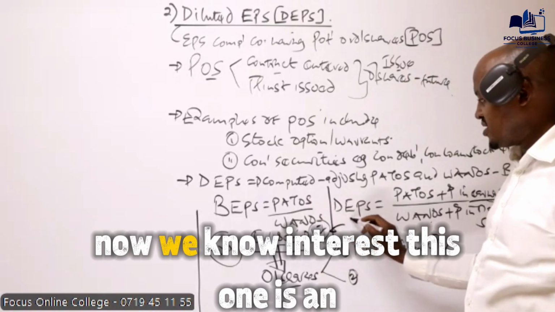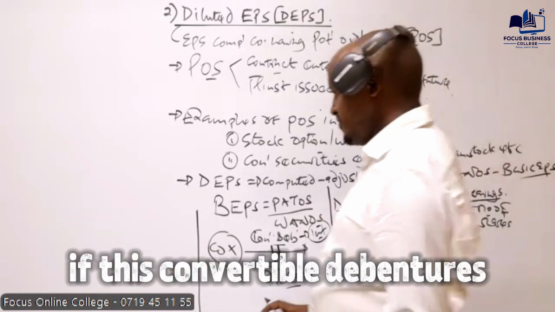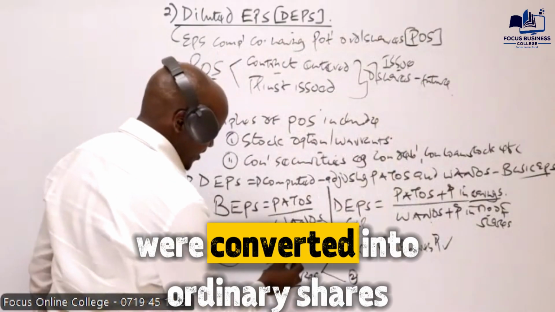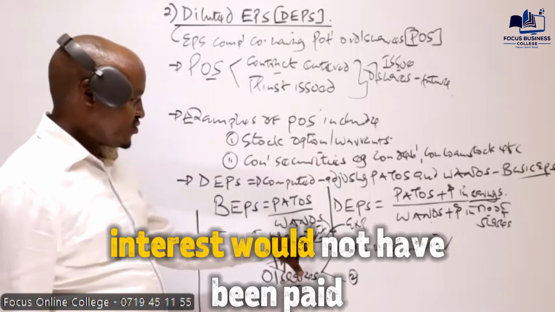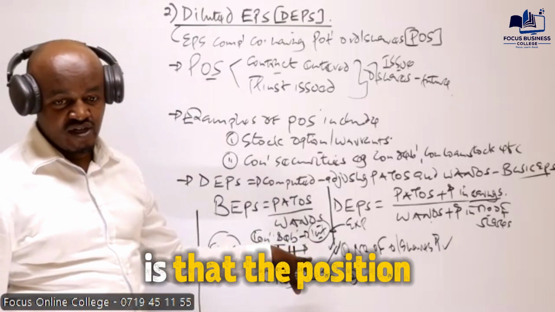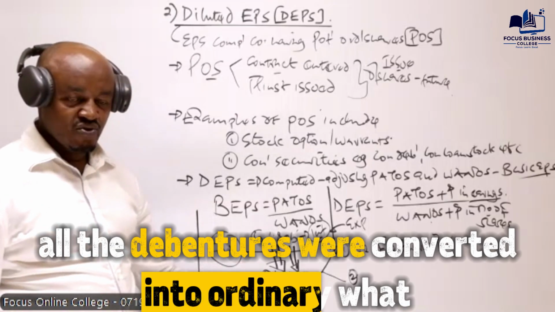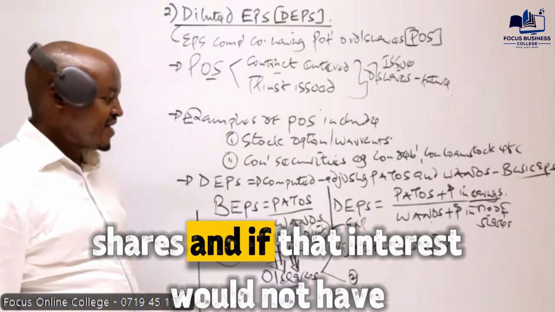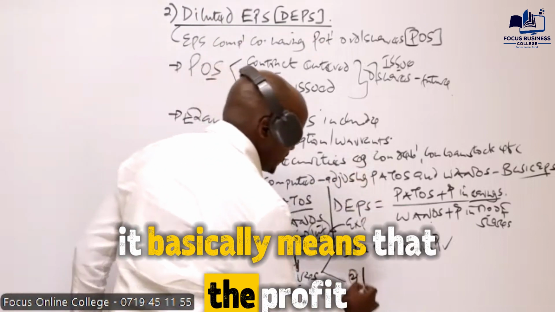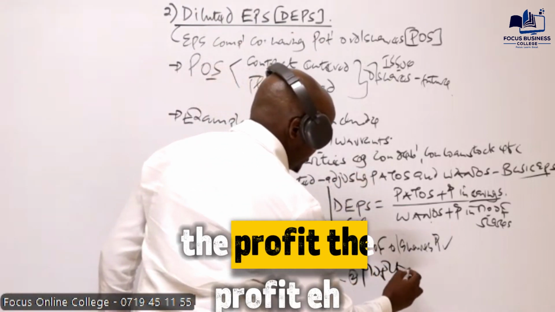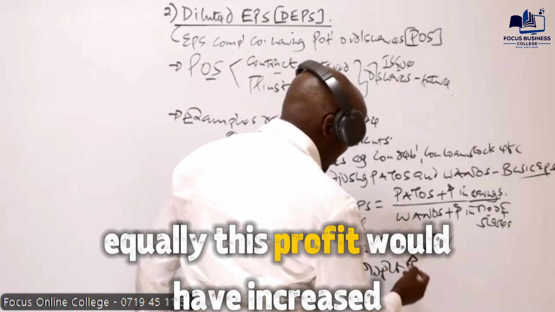Now we know interest is an expense. But if these convertible debentures were converted into ordinary shares during the current year, it is obvious that this interest would not have been paid, because all the debentures were converted into ordinary shares. And if that interest would not have been paid, it basically means that the profit for the current year would equally have increased.